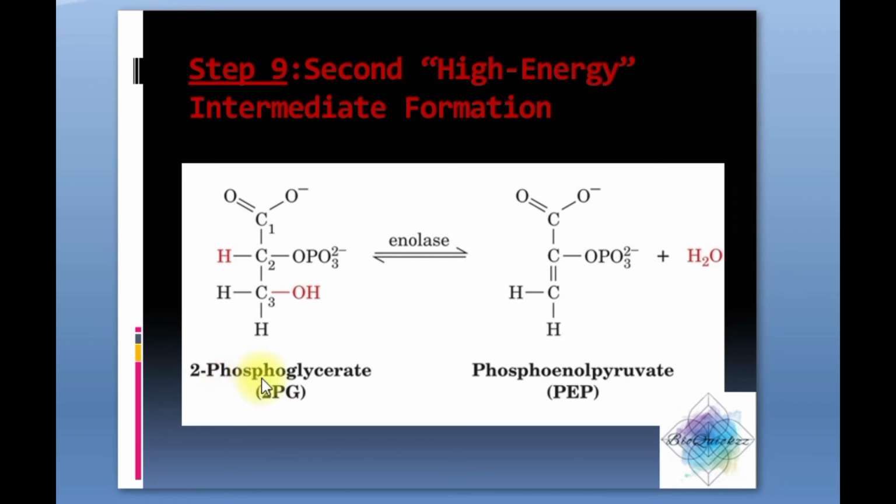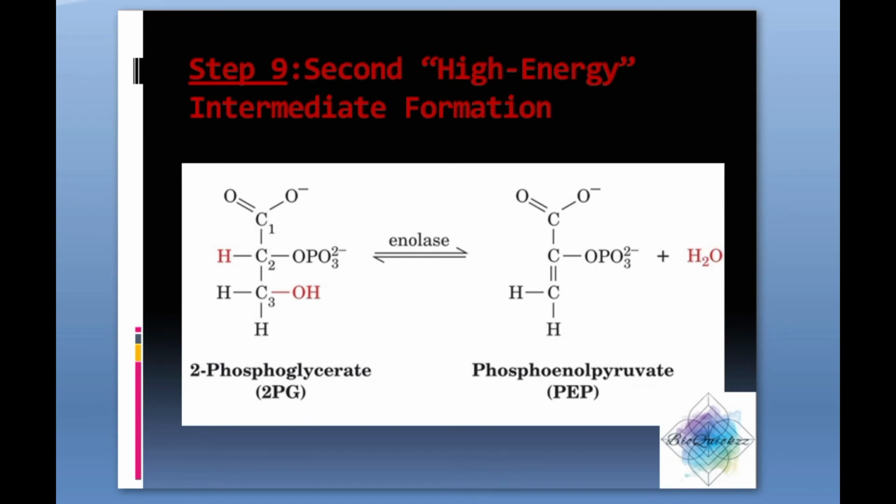2-PG or 2-phosphoglycerate is changed to phosphoenol pyruvate or PEP, and H2O or water is released. The enzyme used here is enolase. Here we can see that the hydrogen group of the C2 carbon and the OH group of the C3 carbon become H2O, and a double bond is formed. That's why the name of the enzyme is enolase, as enol pyruvate is formed. This is step number 9.